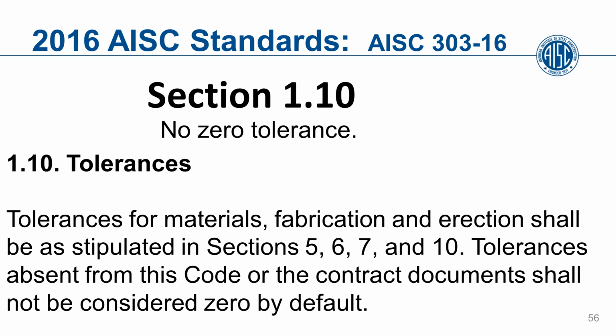There were cases where people were looking at section 5, 6, 7, and 10 and looking for material tolerances, fabrication tolerances, erection tolerances, and AISC tolerances and said, well, if they're not listed there, they must be zero. Well, that was never the case. These are the only tolerances that are specified. If you want any tolerances beyond what's specified in sections 5, 6, 7, and 10, you need to specify those in the contract documents. Keep in mind there'll probably be added cost for that higher tolerance.